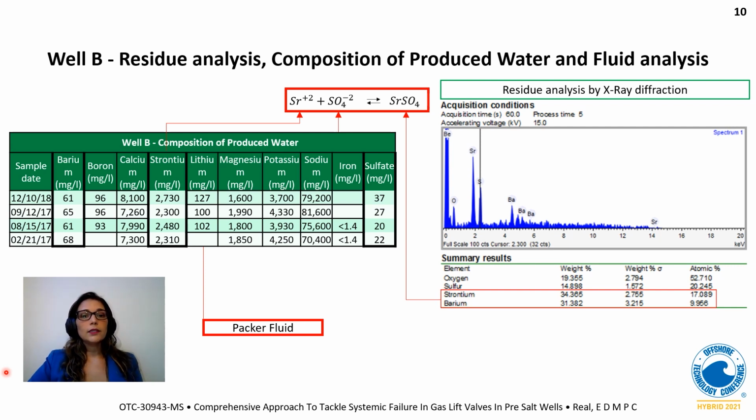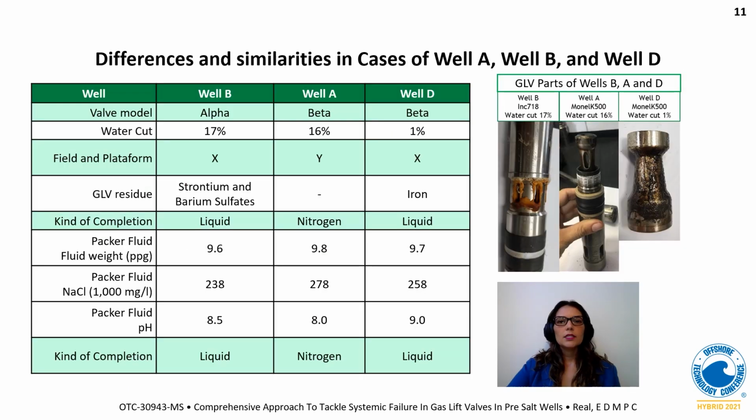We know that the mixture of seawater and produced water is considered the main cause of scale deposition in oil fields. Differences and similarities in the cases of wells B, A, and D. When the gas lift valves of those wells were analyzed, similar residues between at least two of them were expected, since the wells have several similar properties, like you can see here in this table.